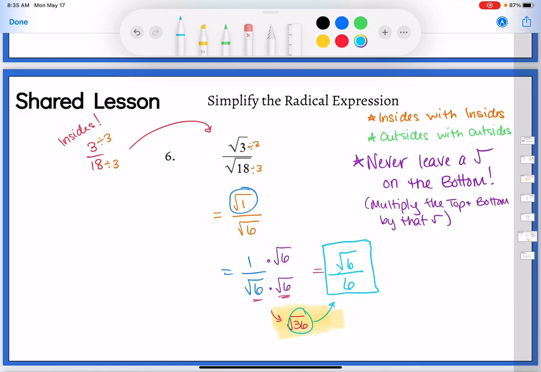Never have a radical on the bottom. Clear that radical by multiplying the top and the bottom by that radical on the bottom, and that will clear it out. Just remember outsides times outsides, insides with insides.